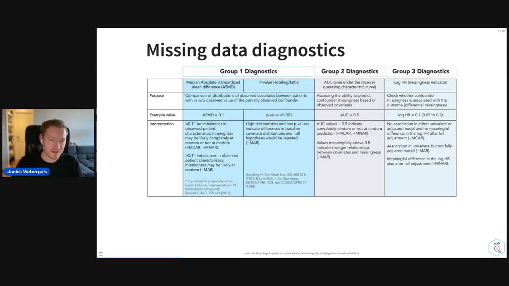And this can then be quantitatively expressed, for example, as the absolute standardized mean difference, where, very analogous to propensity scores, if you're familiar with them, you would say an absolute standardized mean difference less than 10% would show no real imbalances in observed patient characteristics, and the missingness hence may be likely completely at random, or in a more drastic case, missing not at random, since we cannot really explain the missingness.